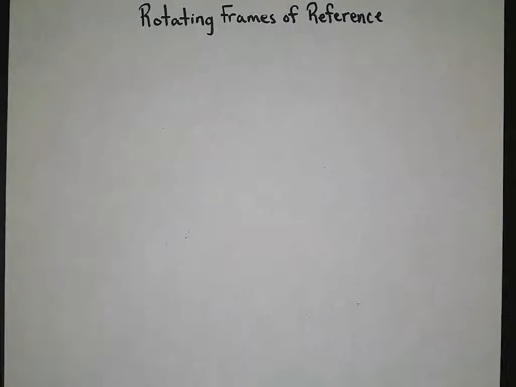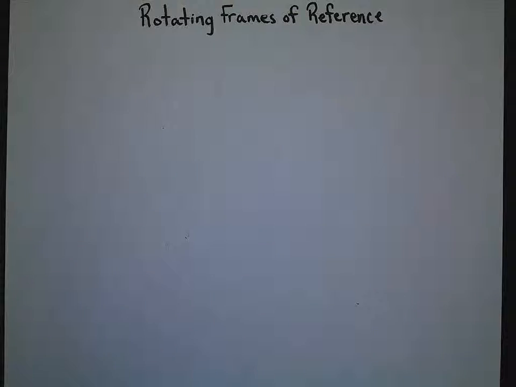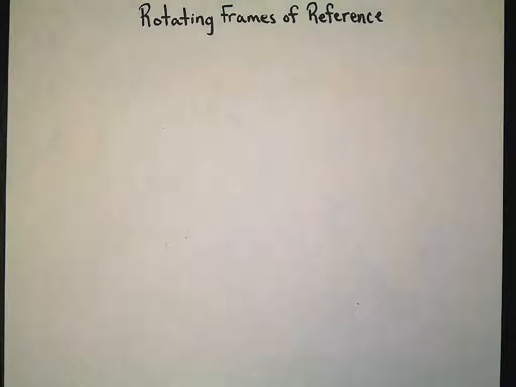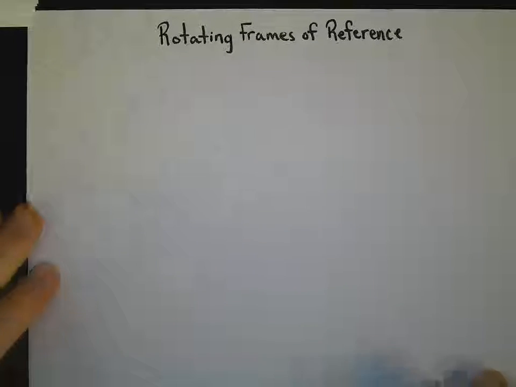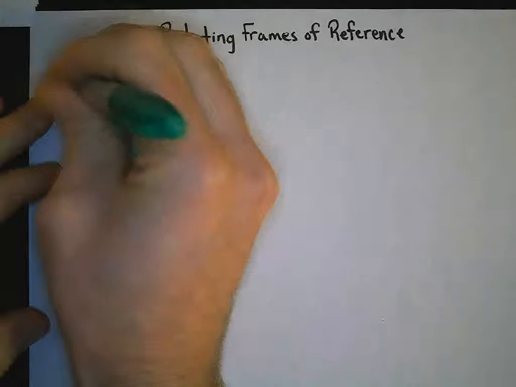We'll look briefly at what happens when our frame of reference might be rotating. For example, the Gravitron ride that we see, that's a rotating frame of reference. A space station that rotates in a uniform circular motion as well. What happens in those cases, and how do we analyze that motion? So, let's begin.